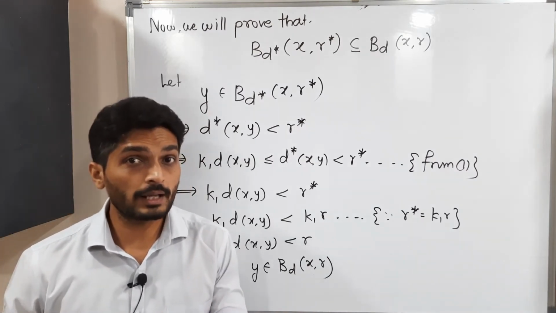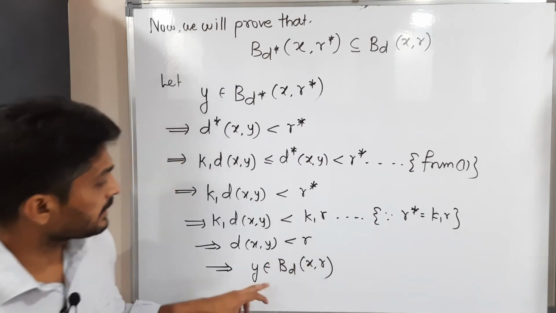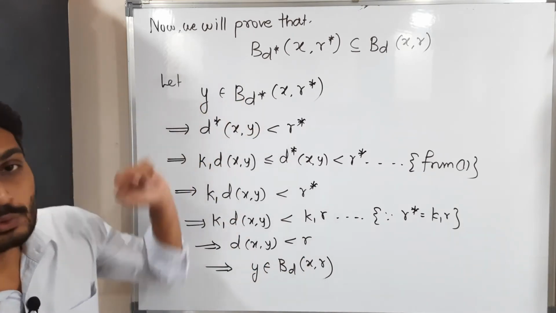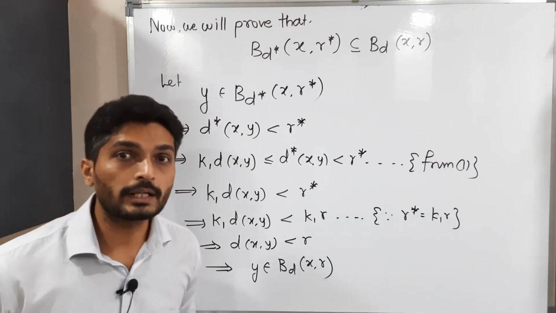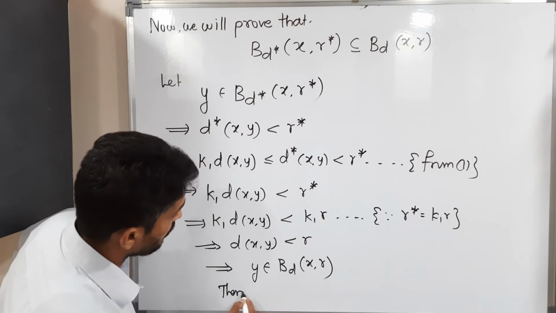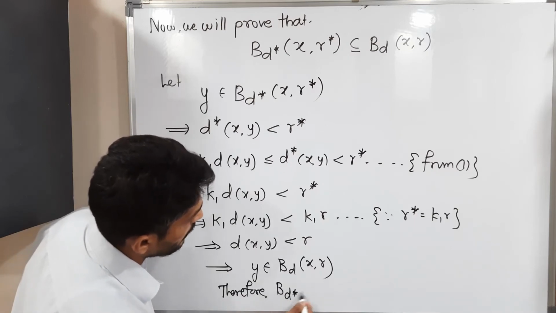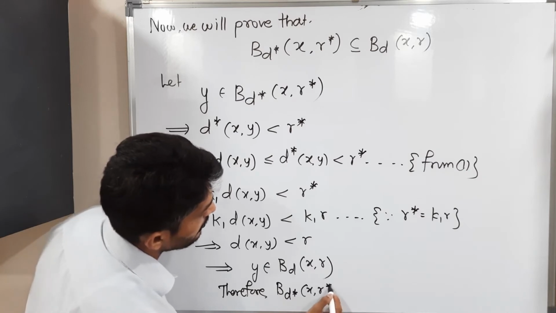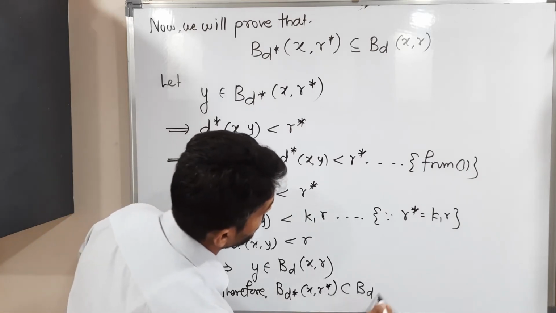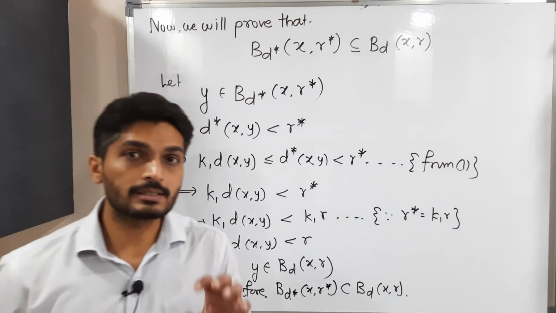So that's why y lies in a ball with center x and radius r. Basically, we started from y belonging to this d* open ball and proved that it is in the d open ball. Therefore, B_{d*}(x, r) is a subset of B_d(x, r). So here we proved every d open ball contains a d* open ball.